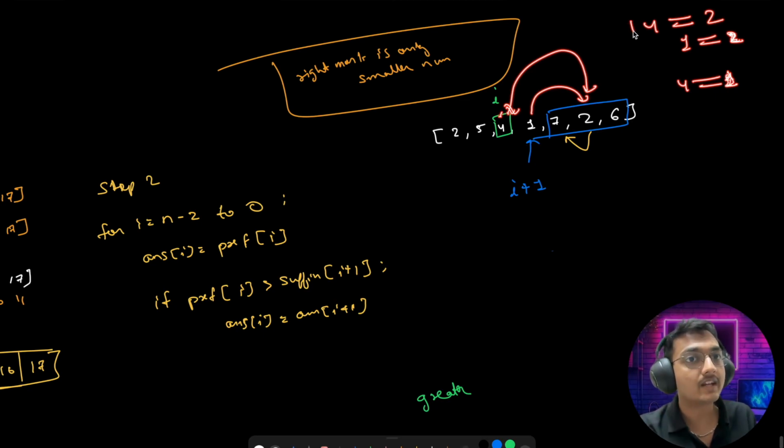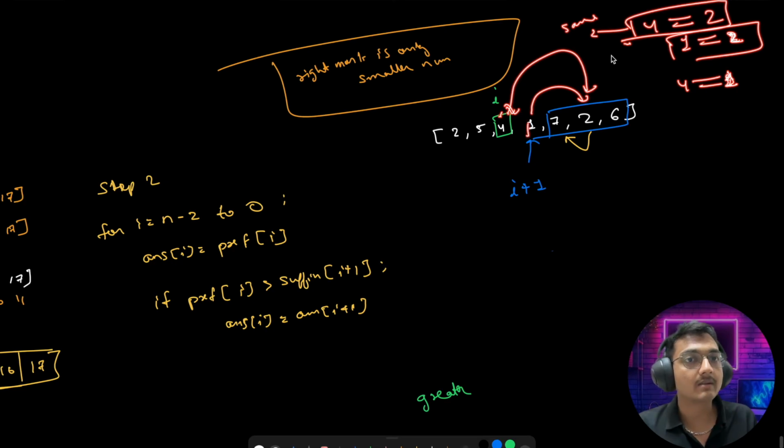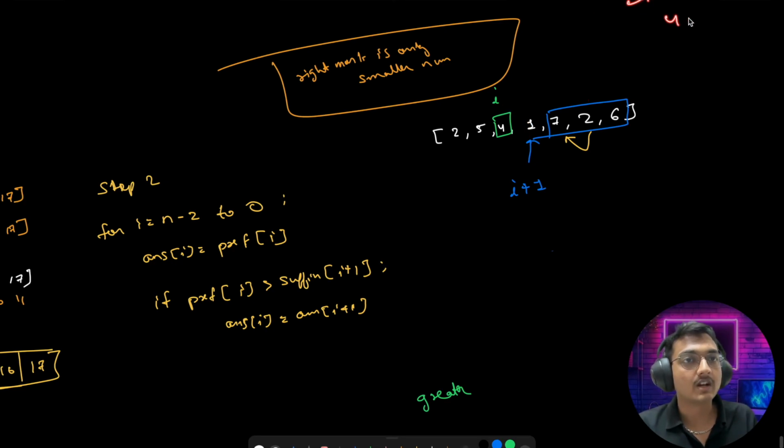I can say. And if there is a bridge, a connection, if I can jump from 4 to 2, what does that mean? That means their answer would be the same. If there is a bridge between 1 and 2, that means their answer will be the same. So can I say that 4 and 1 will also be bridged and their answer will always be the same? Yes, let me prove that to you.